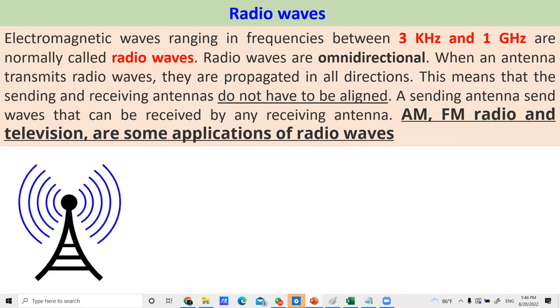Then look at some images. That's the radio waves antenna. This kind of antenna is used to propagate radio waves. The radio waves are distributed everywhere, propagated in all directions from the location that started sending the signals. Then look at this diagram. It will help to understand how radio waves travel.